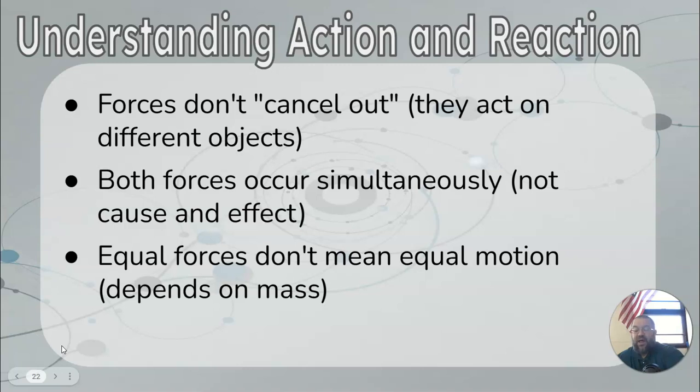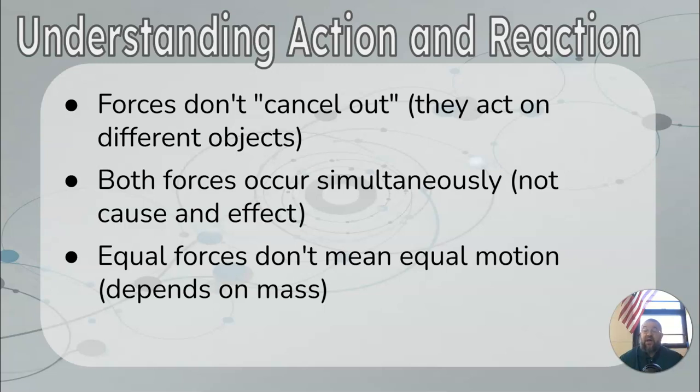Here's the big thing. A lot of students think that forces cancel each other out. That is not the case. Forces never cancel each other out. They act differently on different objects. When you jump, you're pushing down on the Earth, and there's enough mass that when you're jumping, the Earth doesn't move, you move. Because the mass of the Earth is greater than your mass. So they're not canceling each other out. They act differently on different objects.